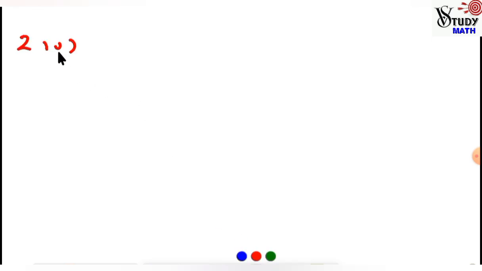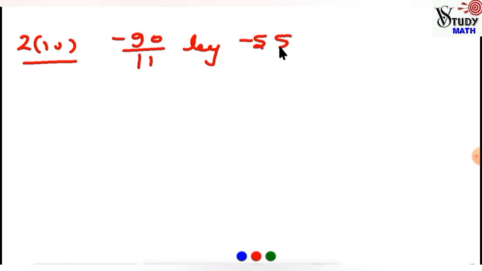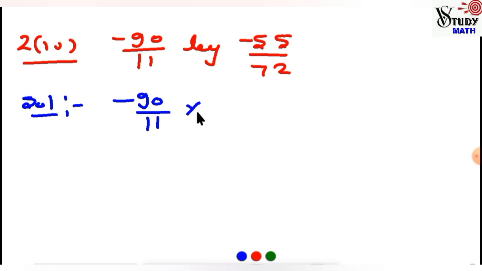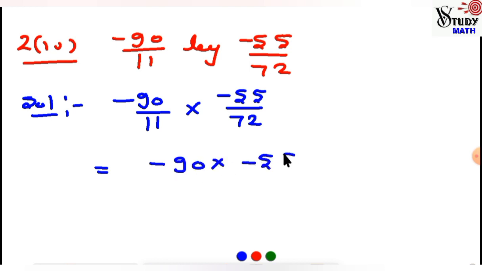Question number 2, problem number 4. In problem number 4, given that 90 upon 11 multiplied by negative 54 by 72. This is the thing given here. Now we have to solve this problem. First apply the first step: first rational number, apply the multiply sign, second rational number. Now numerator will multiply numerator and denominator will multiply denominator.